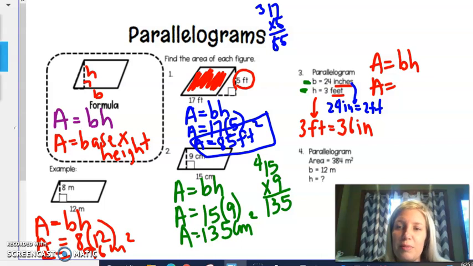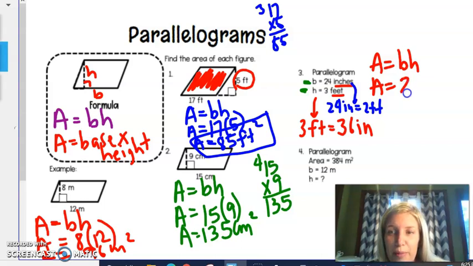So if I continue with what I'm doing over here, instead of writing 24 inches, I'm going to put 2 for my base. And then my height is 3. And then my area is going to be 6 feet squared.